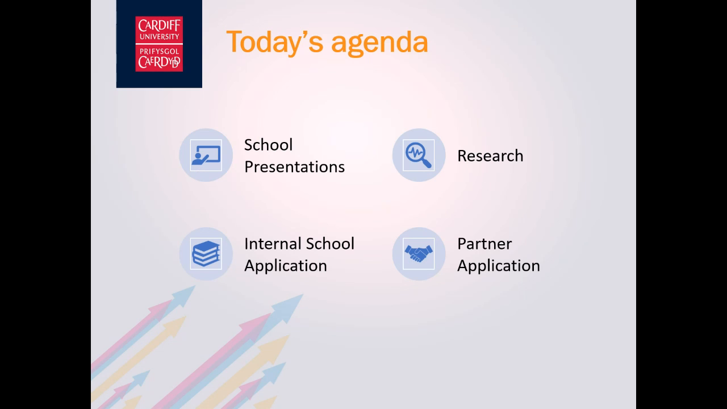So this is how today's session will look. There are a few steps to the application process, and I'm going to take you through each of those today. Starting with the initial promotion, then what you need to research, the internal academic school application, and then finally the application to the partner institution or host organisation. At the moment, I'd just like to mention this application process is generally used for study placements, but we are hoping to roll this out for work placements in the future as well.